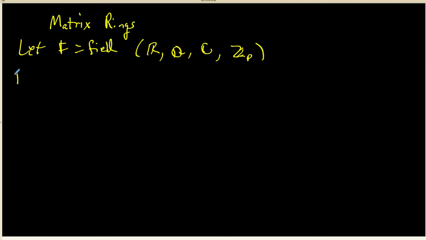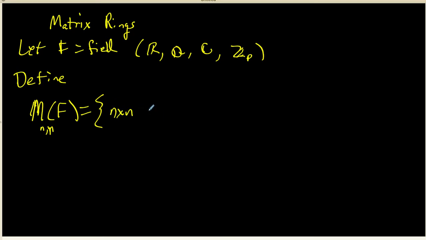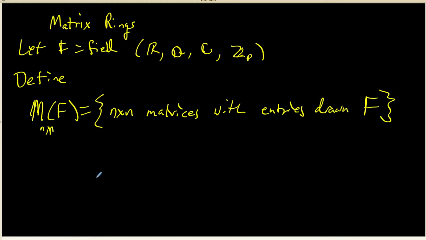And what I want to do is define a set that I'm going to denote as M sub n of F. This is going to simply denote the set of n by n matrices with the entries drawn from the field F. And the matrix addition and the matrix multiplication are going to follow our standard rules, except that the multiplication and addition inside those definitions will follow from the arithmetic inside of F.